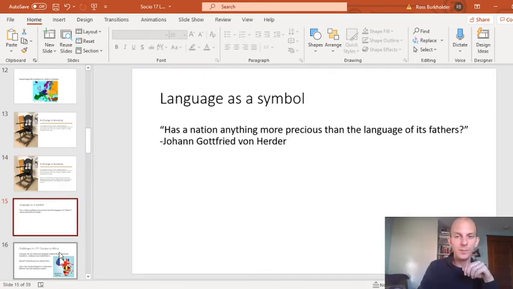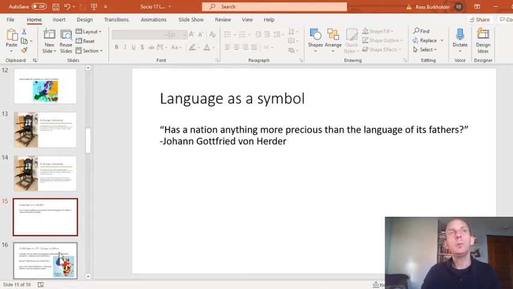And we get quotes. It takes on not just a functional tone, so there's a shift as well, but also this kind of cultural heritage, ethnocentrism bent, where you get quotes like this from Johann Gottfried von Herder: "Has a nation anything more precious than the language of its fathers?" Where this isn't just a functional convenience anymore, but it's seen as good and right and just and important.